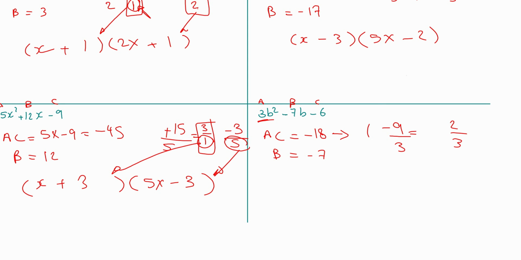So the result will be negative 3 over 1. So the brackets will be 1x negative 3 and here 3x plus 2. Each fraction represents a bracket.